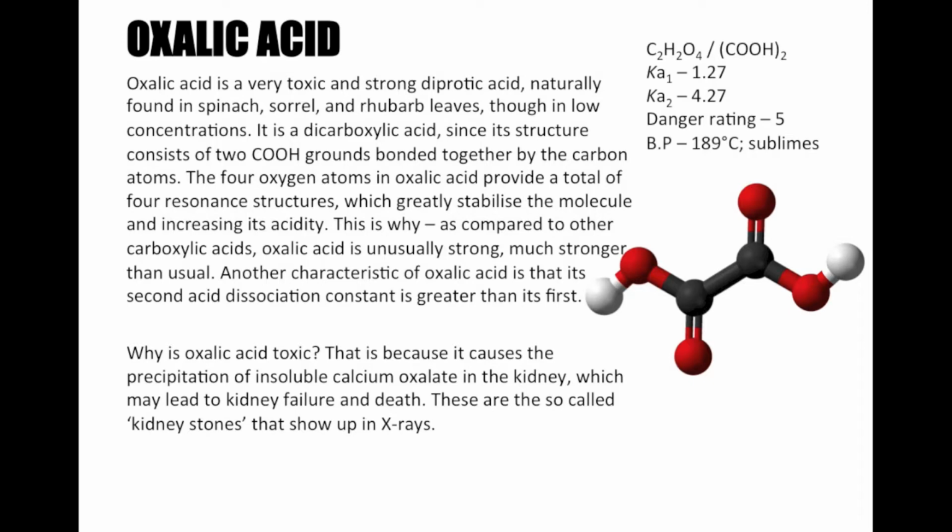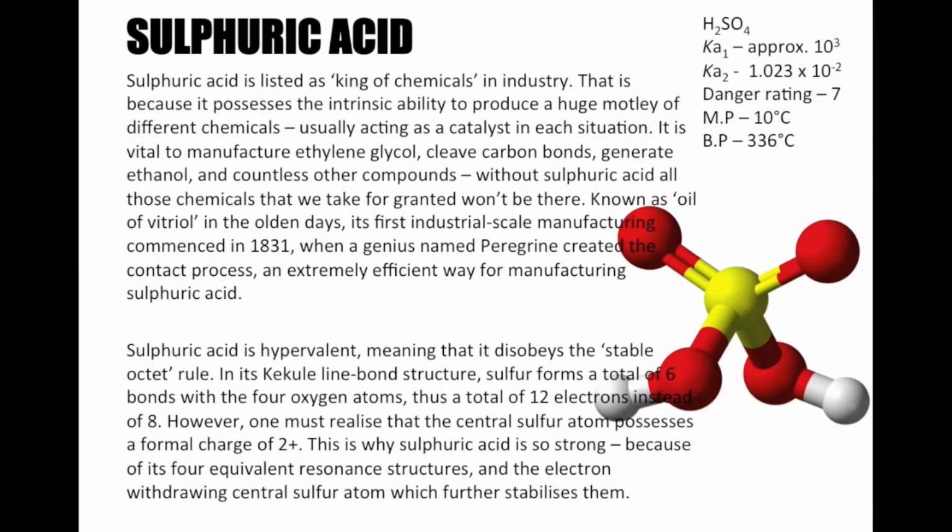Oxalic acid is a very toxic strong diprotic acid, actually found in spinach, sorrel, and rhubarb leaves, but at lower concentrations. It's a dicarboxylic acid, since the structure consists of 2 COOH groups bonded together by the carbon atoms. There are 4 oxygen atoms in oxalic acid, which greatly stabilize the molecule, thus accounting for its acidity.